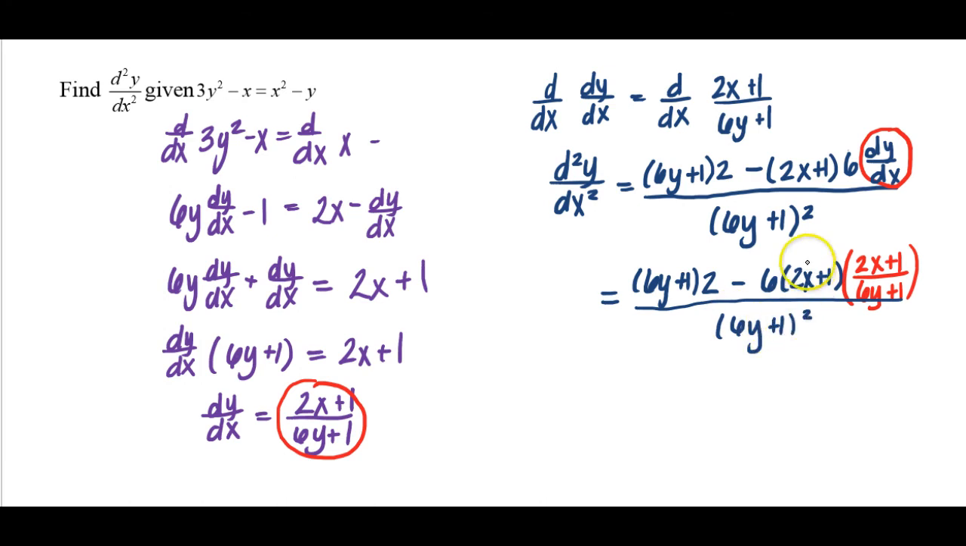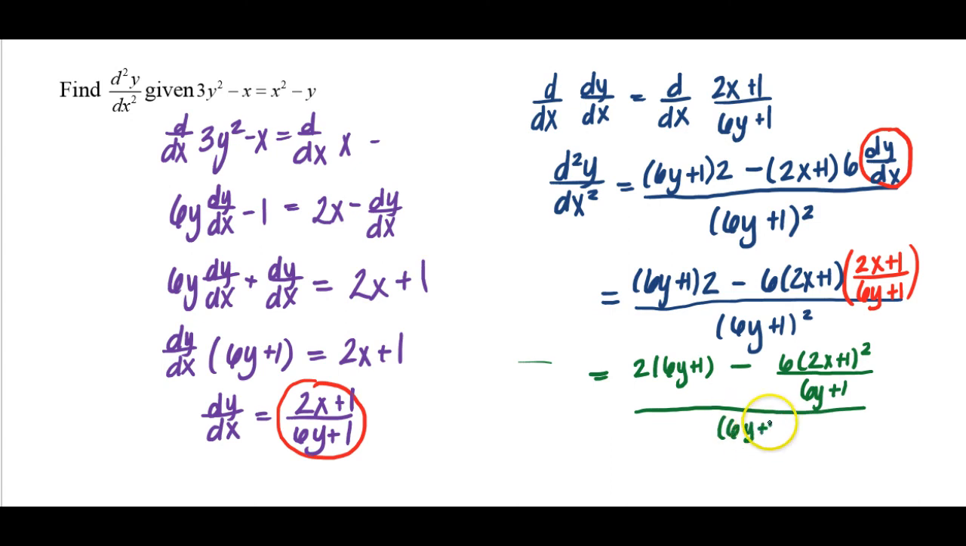6y plus 1 squared. So now the rest of what I'm about to do is a whole lot of algebra. Alright, ignore that little line over there. So I'm going to have 2 times 6y plus 1 minus 6 times 2x plus 1 squared. So 2x plus 1 times 2x plus 1 is 2x plus 1 squared over 6y plus 1. And then this whole thing is over 6y plus 1 squared. Well, if I don't want to have a fraction inside of a fraction, I'm going to need common denominators up here. So let me change colors to show what I'm doing.